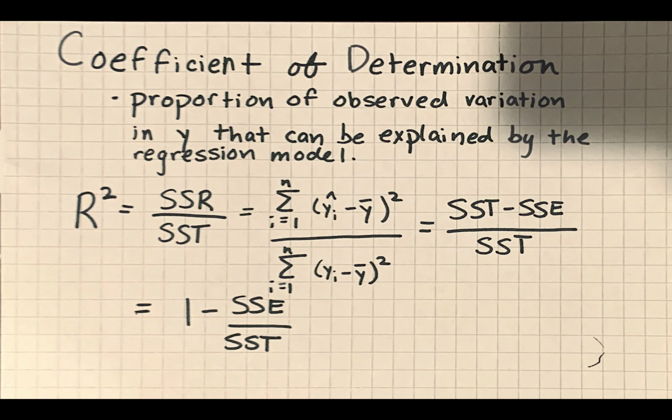We can then use this decomposition of variance to find the coefficient of determination. The coefficient of determination is the proportion of observed variation in the y that can be explained by the regression model. As you can see, it is referred to as r squared, and it is equal to the sum of squared regression over the sum of squared total. It can also be calculated by taking the sum of squared total, subtracting the sum of squared error, and dividing it by the sum of squared total. The r squared value is usually very important because it helps us determine how well our model fits our data points.